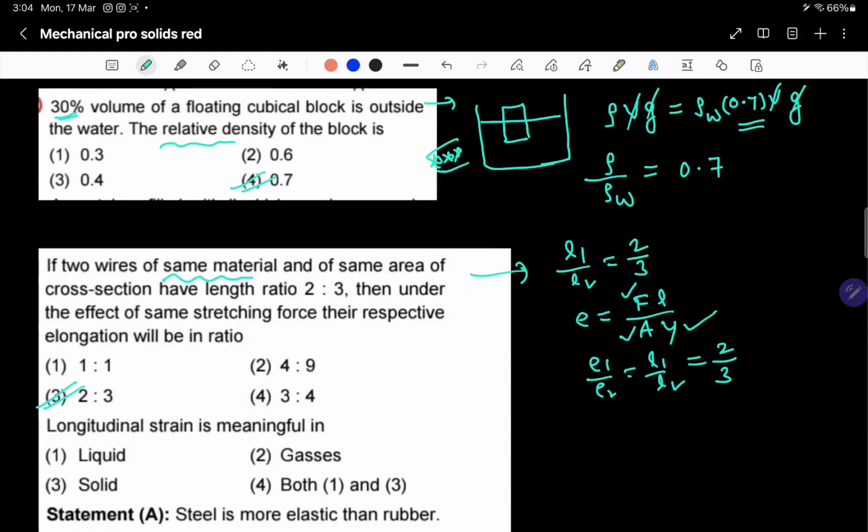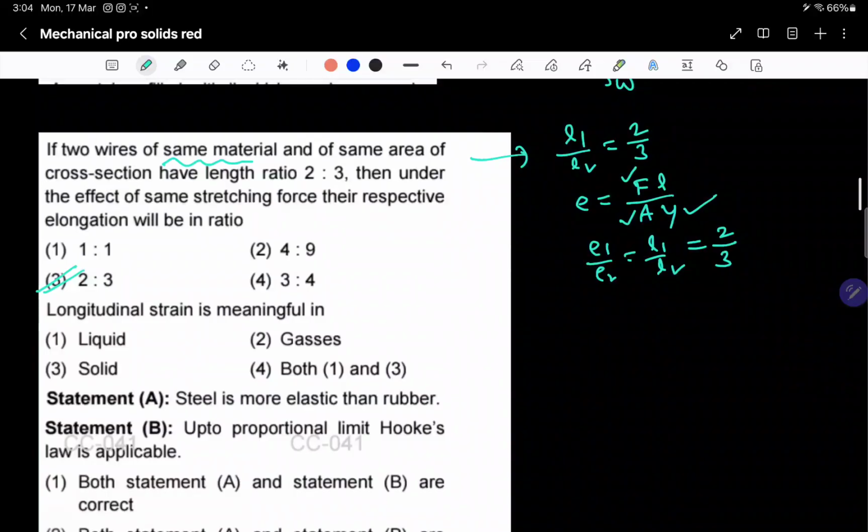Now the answer here is 2:3. Next, longitudinal strain is meaningful in the case of solids only. Longitudinal strain in the case of liquids and gases is not possible, students. Tangential stress is also in the case of only solids.